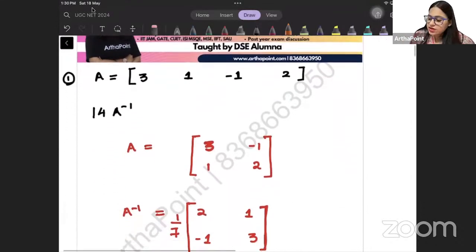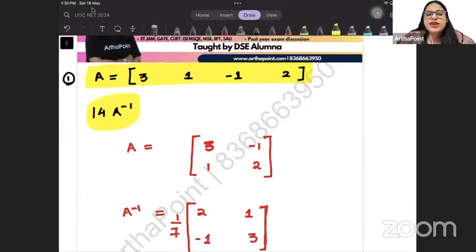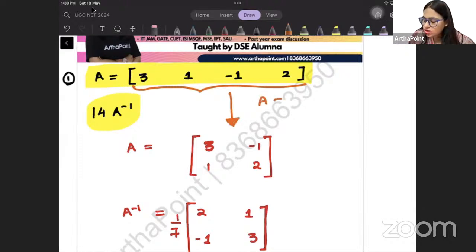It says that you are given a matrix, in this form, and they're asking you to find 14A inverse. Try to understand that in this question, first I need to rewrite this in the form of a square matrix. The way they have given the matrix, it looked like this: 3, 1, -1, 2. So you have to make sure that you write it in the form of a square matrix first.